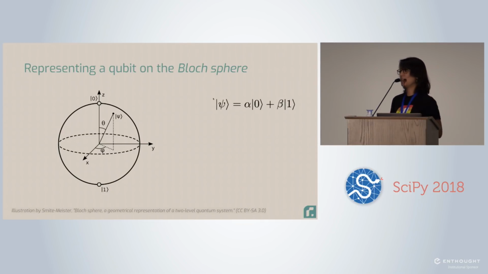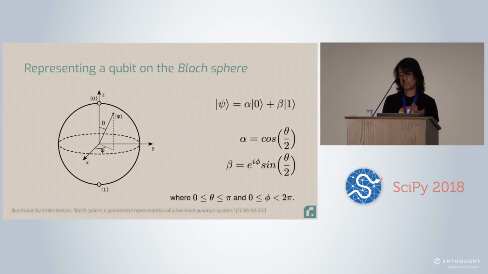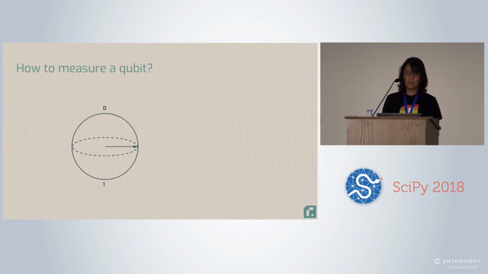So this is typically how you would explain a qubit. It's like a normal bit, except that it can be 0 and 1 at the same time. This is how you would express a qubit in Dirac notation, using theta, the polar coordinate, and phi. So you might wonder, what does that mean? Why would a qubit be in 0 and 1 at the same time? How do I measure that? So this is, for example, a qubit in a superposition state, 0 and 1 at the same time.